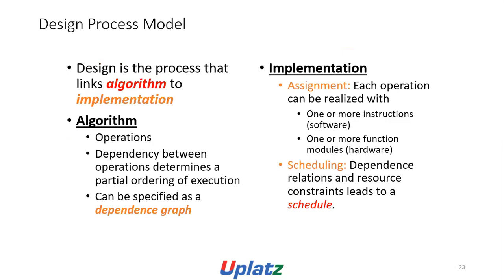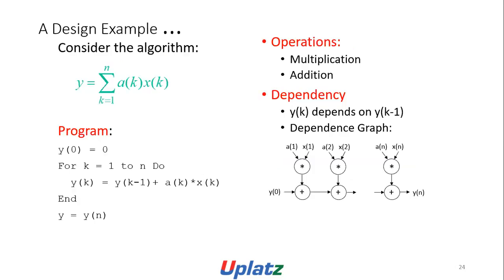Design process model. Design is the process that links algorithm to implementation. Algorithm: the dependency between operations determines a partial ordering of execution, which can be specified as a dependence graph. Implementation: each operation can be realized with one or more instructions in software or one or more function modules in hardware. Scheduling depends on dependence relations and resource constraints, which lead to a schedule.